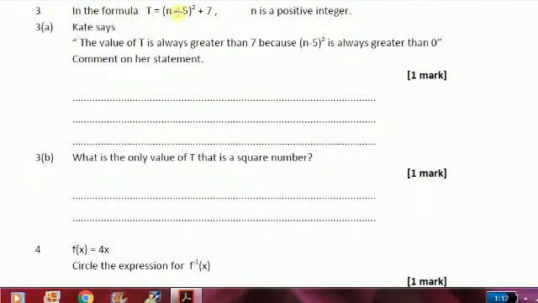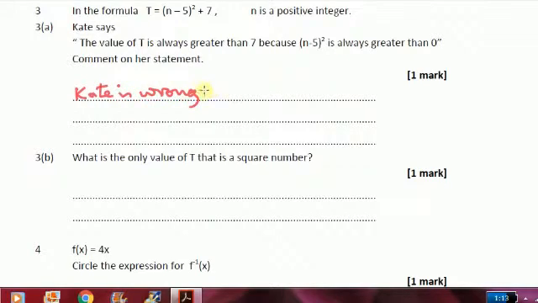In the formula, t equals n minus 5 squared plus 7, n is a positive integer. Kate says the value of t is always greater than 7 because n minus 5 squared is always greater than 0. Comment on her statement. Well, to put it bluntly, Kate is wrong.